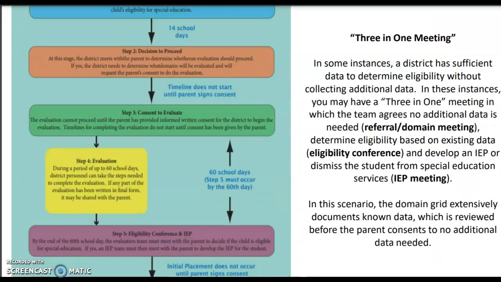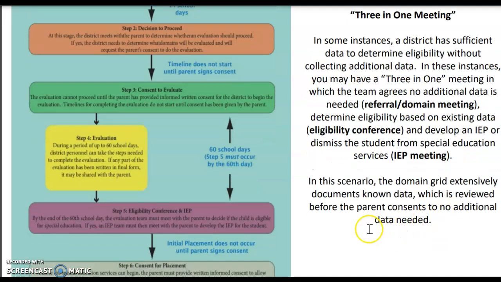Every once in a while, you'll get something which is called a 3-in-1 meeting. So in some instances, a district has sufficient data to determine eligibility without collecting any additional data. In these instances, you may have what's called a 3-in-1 meeting, in which the team agrees that no additional data is needed. So at that referral or domain meeting, they determine that there is no additional data needed in any of those domain areas.